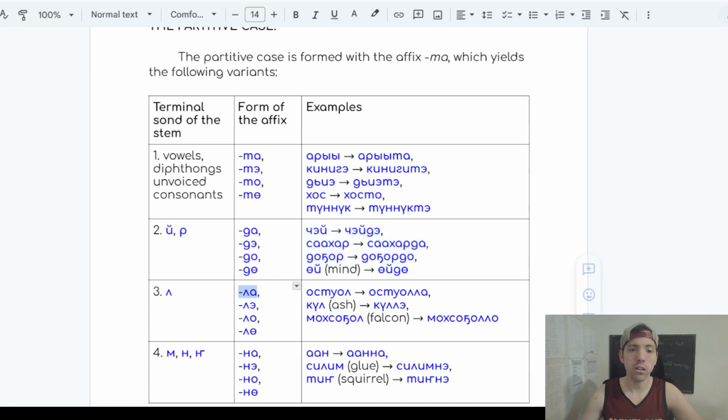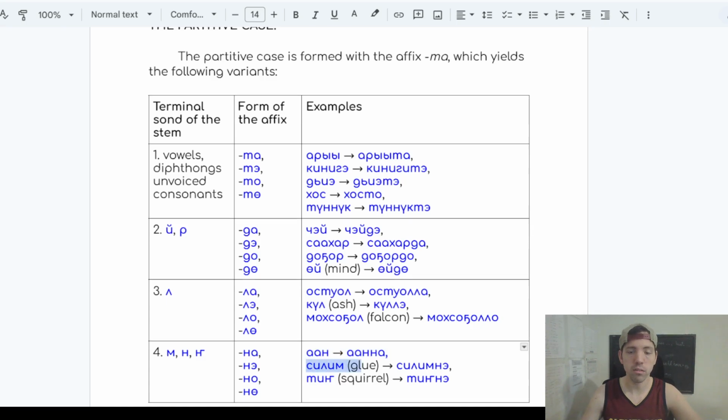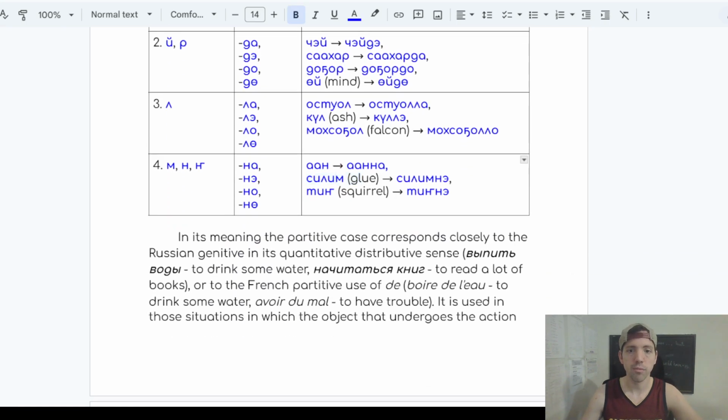If it ends in l, we add la, le, lo, or lu: astol, astolla, kul, kulle, boksagol, boksagolla. If it ends in an m, an n, or an ng type sound, they would add na, ne, no, or nu. So an, anna. Silim, Silimne. Ting, tingne.